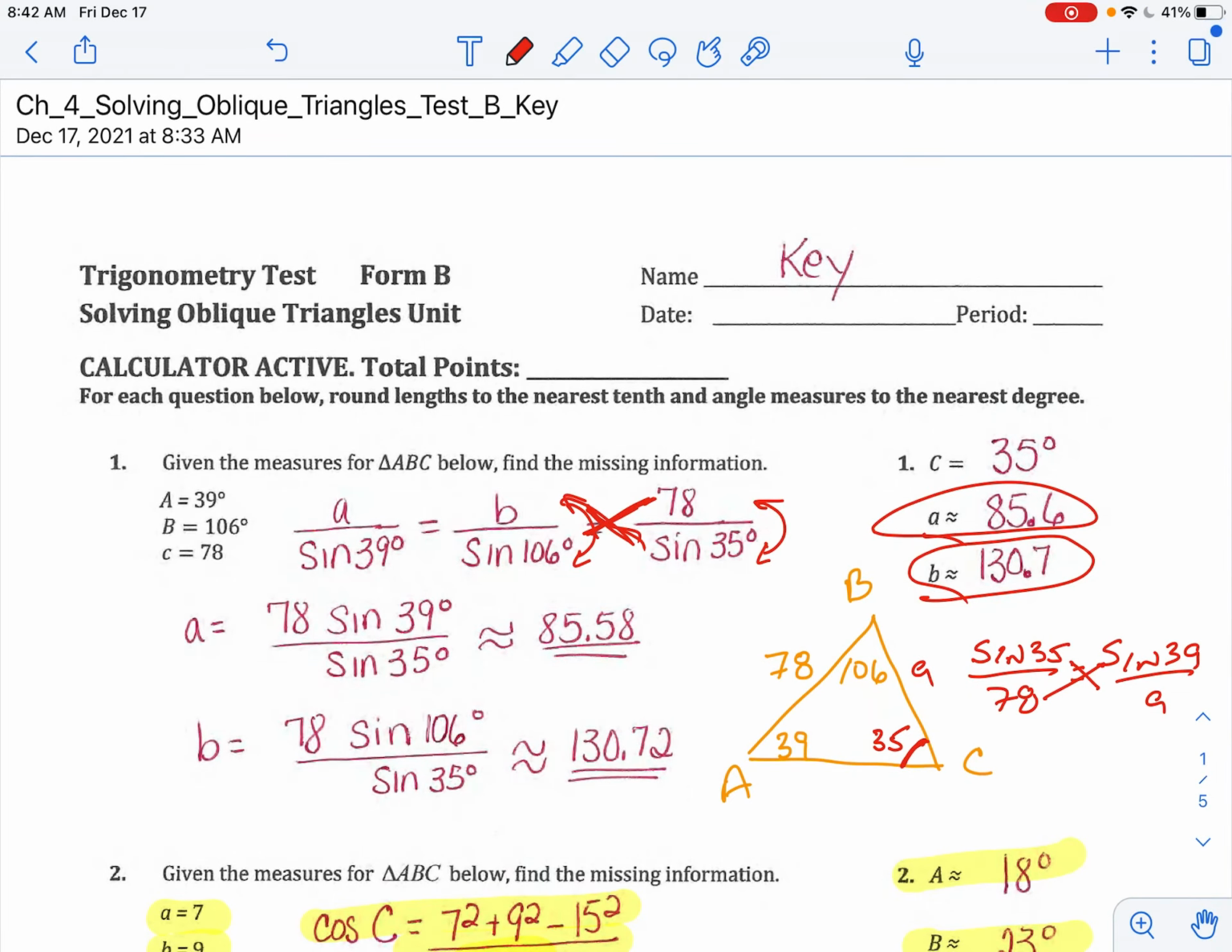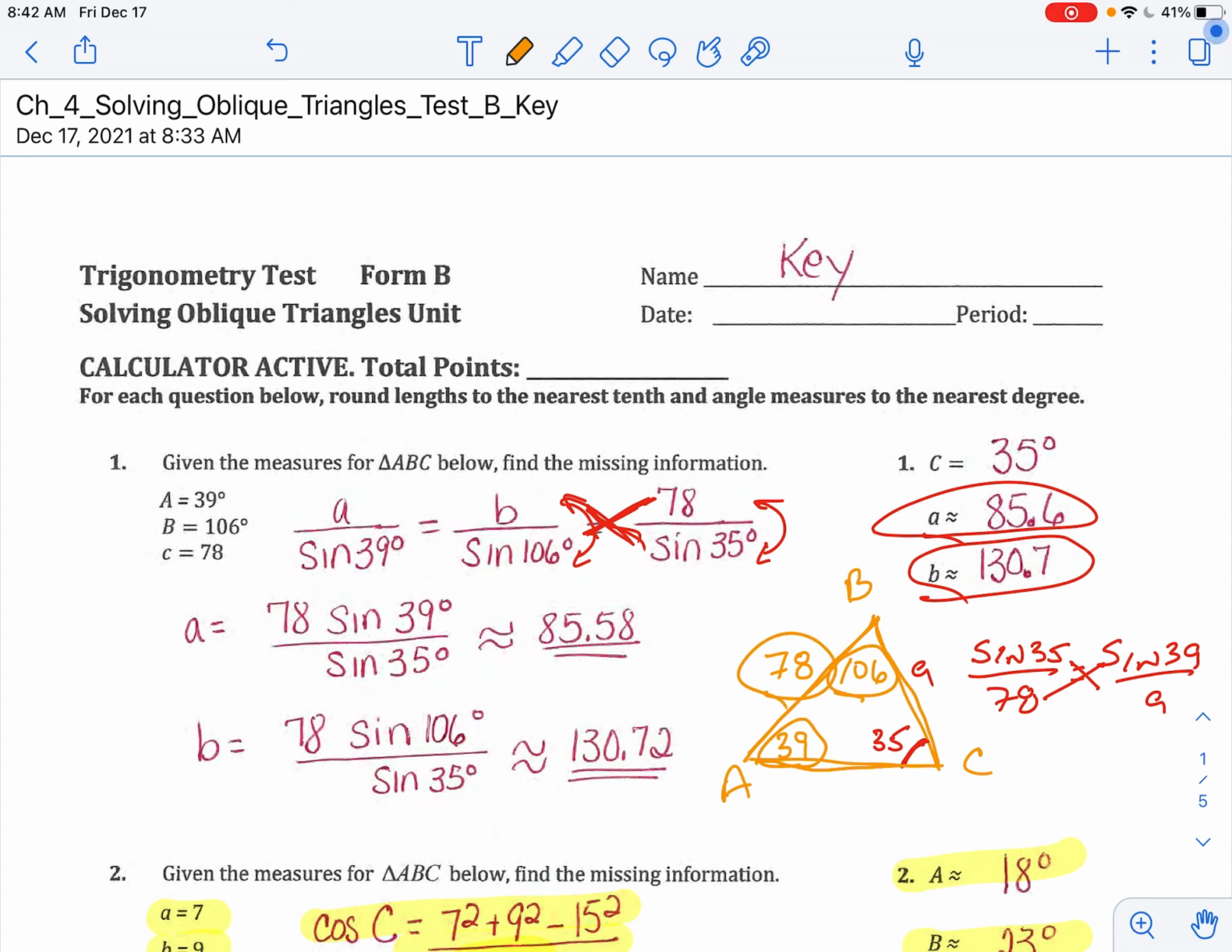Okay, so I'm going to talk you through the review here quick and see if we can put this together. So the first one here, you have triangle ABC. They tell you A is 39, B is 106, and C has a length of 78. So if I was doing this, the first thing I would do is draw my picture here, okay? If I draw the picture, ABC here, I would fill in the 39, the 106, and the 78.